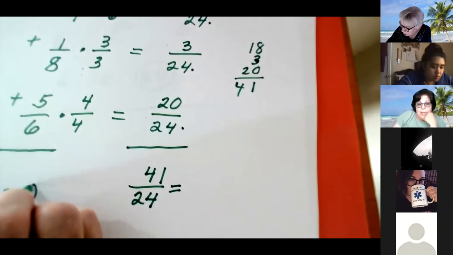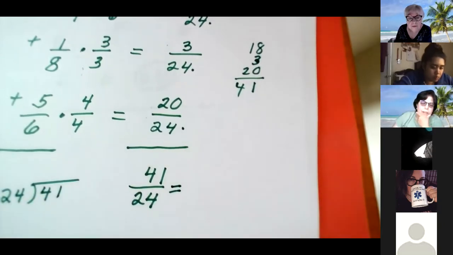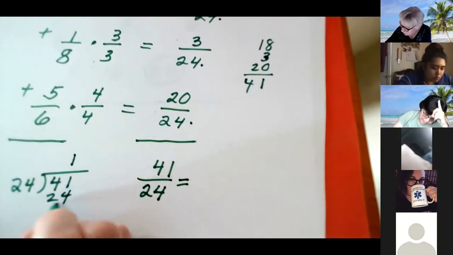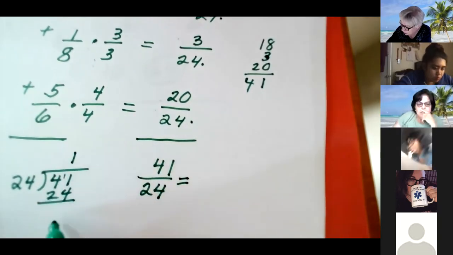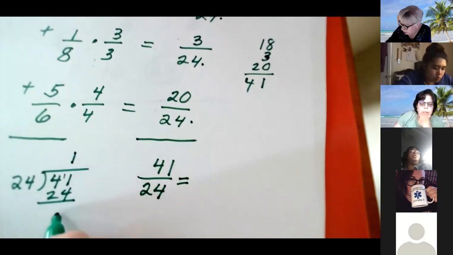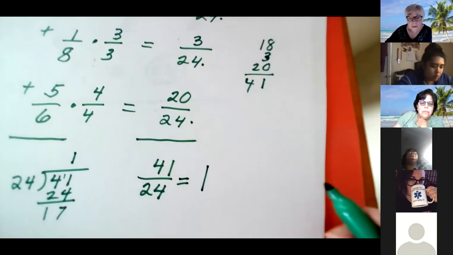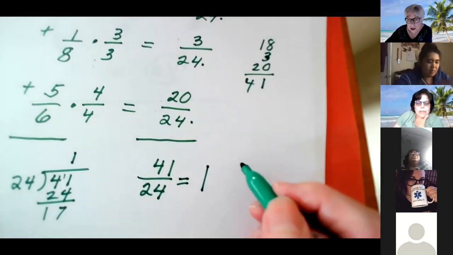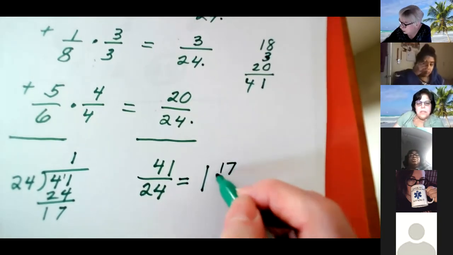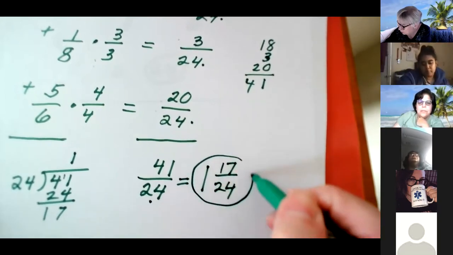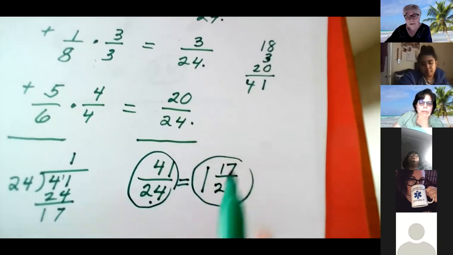So 24 into 41 goes once. This is 17. So that would be 1, and how much is left over? 17 over the common 24. So that's one answer. That's another.